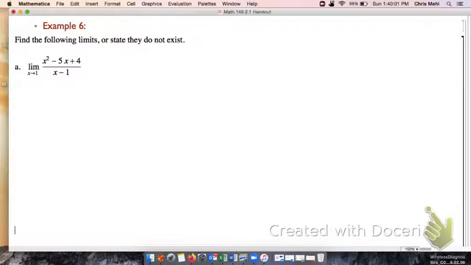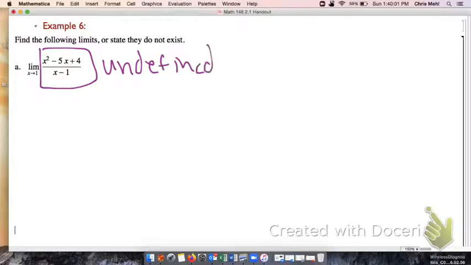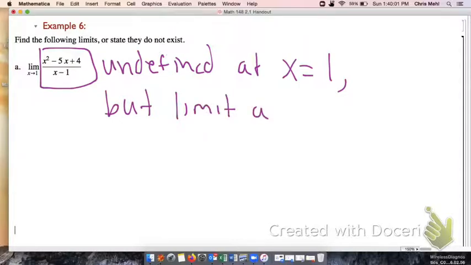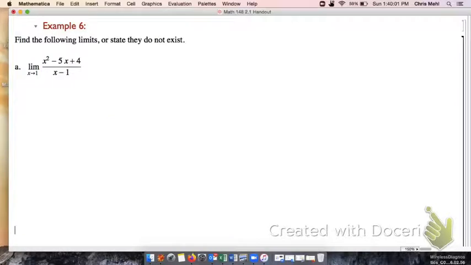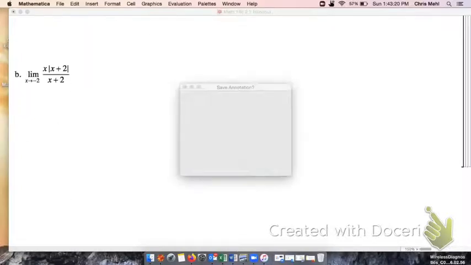Okay, now part B is a little trickier. So part A, notice that this function is undefined at x equals 1, but the limit at x equals 1 exists. Okay, and we got -3. So the function doesn't exist at 1, but the limit did. Okay, I want to look at an example of a function where the function is not defined and does not exist.